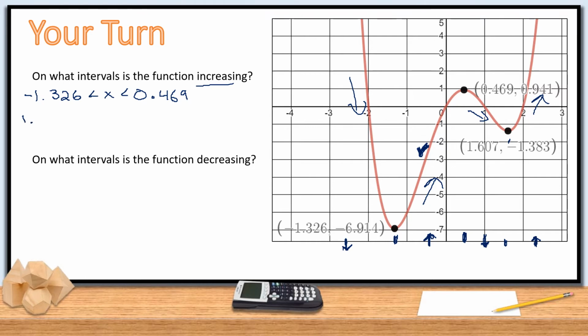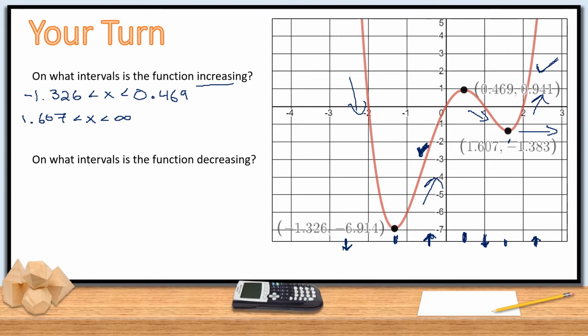Second one would be from the 1.607 to the right. So 1.607 less than x. Now it's going to the right forever, so we would say it's going to be less than positive infinity. So anything to the right of that x value is going to have a positive slope. So we did that one, done. Much better check mark.